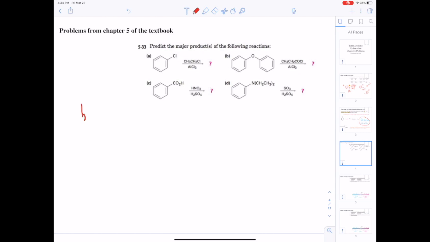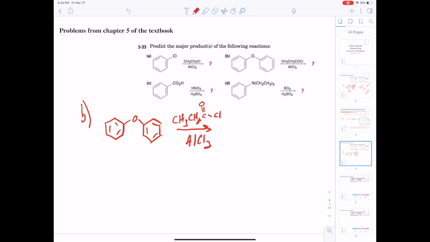Let's try B. Now for B, you might say, oh, how am I going to do this? There's two rings. Well, we're going to assume we're just adding once. And what are we adding? It's another Friedel-Crafts, but it's an acylation now. If you recall, this is something with the electrons on the atom bonded to the ring. That's an OP director. And this is actually an activator as well.